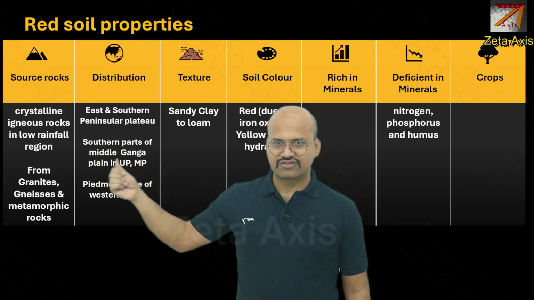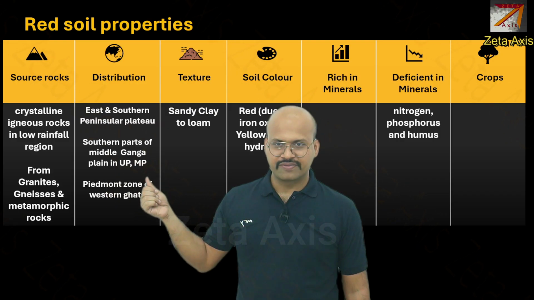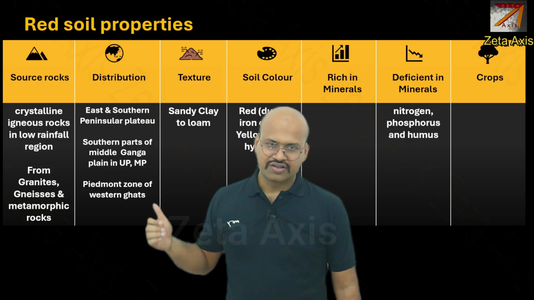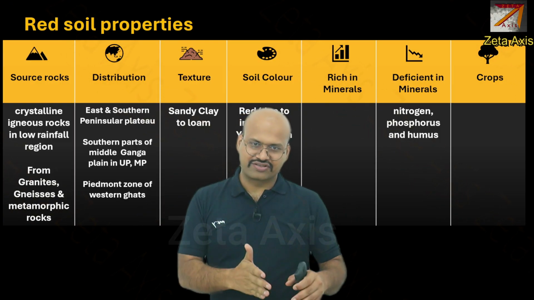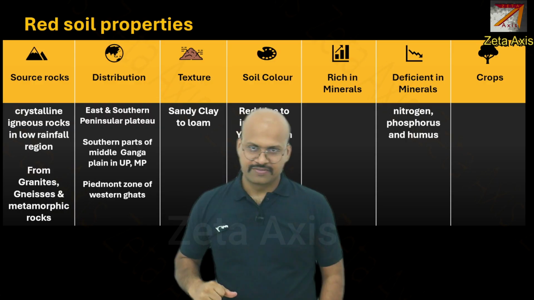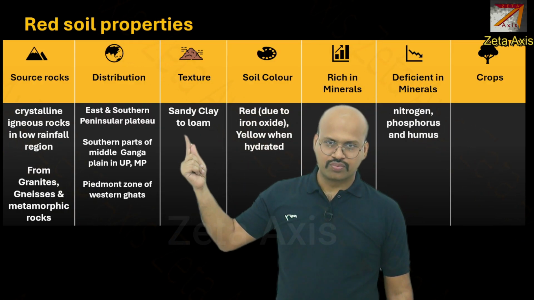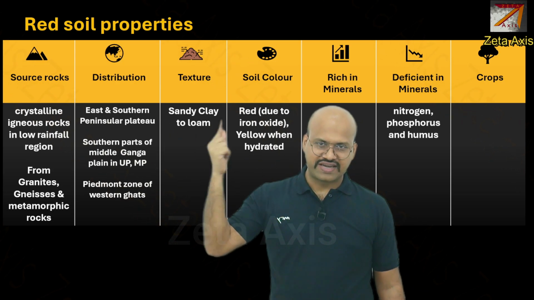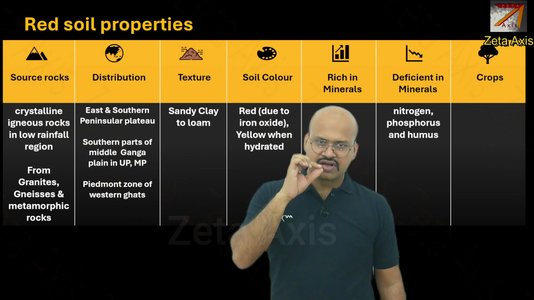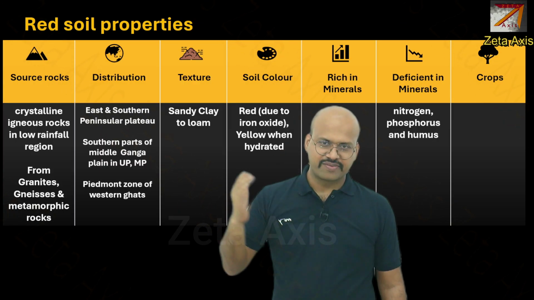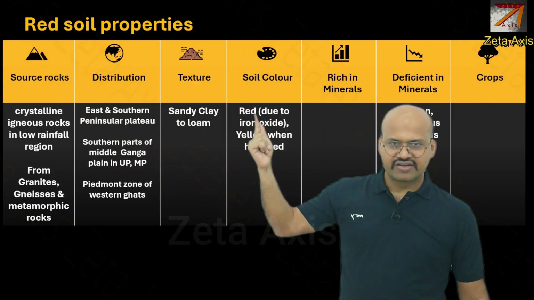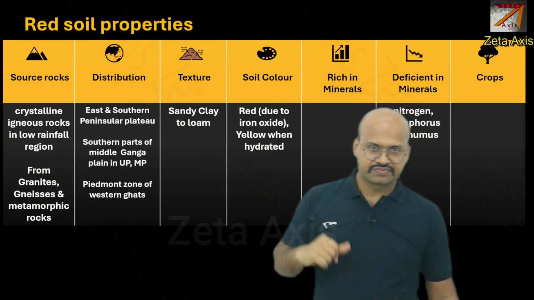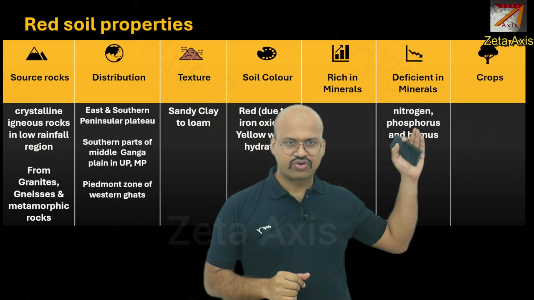It is seen in southern parts of the Middle Ganga plain in UP and MP. It is seen in the Piedmont zone of Western Ghats. So on the Piedmont zone, that is just at the base of the Western Ghats, we will see red soil. The texture is sandy clay to loam. So it can have finer particles, but they are not like clay, they are slightly bigger. Therefore, sandy clay to loam. So it can have a little larger size of particles compared to the black soil. It is red due to iron oxide and it is yellow when it is hydrated. It is deficient in minerals like nitrogen, phosphorus and humus.